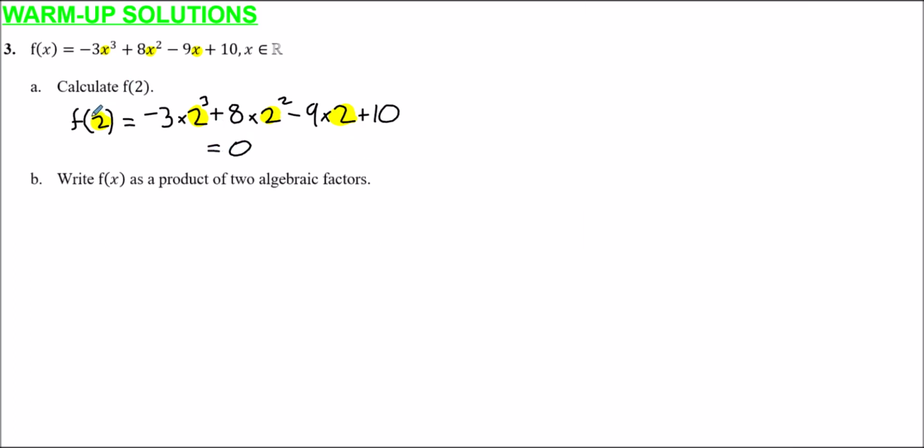And we should know that if f of 2 is 0, if 2 is a root, then we can say therefore x minus 2 is a factor of f of x by the factor theorem. The question didn't ask us that, but we'll need it for part B. So for part B, write f of x as a product of two algebraic factors. Because f of 2 is 0, we now know we can divide this polynomial by x minus 2 with 0 remainder.